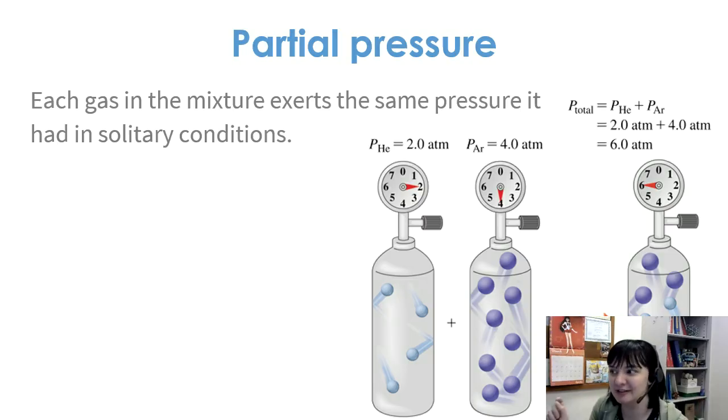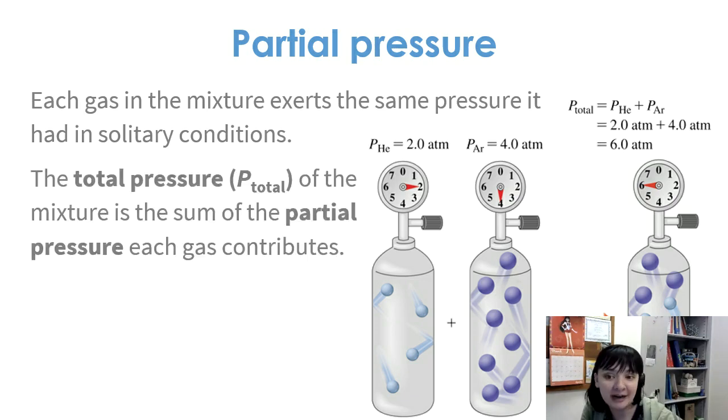Now I want you to pay closer attention to the numbers with each of these canisters. Our first container, filled with helium, the little blue atoms, has a pressure of 2 atmospheres. The second container, filled with argon, the little purple atoms, had a pressure of 4 atmospheres. When I combine them together, the pressure of the helium itself is still 2 atmospheres, and the pressure of the argon itself is still 4 atmospheres. So that's what I mean by the behavior doesn't change by mixing these two. They're still exerting the same pressure that they would have when they were lone gases, when they weren't in the mixture.